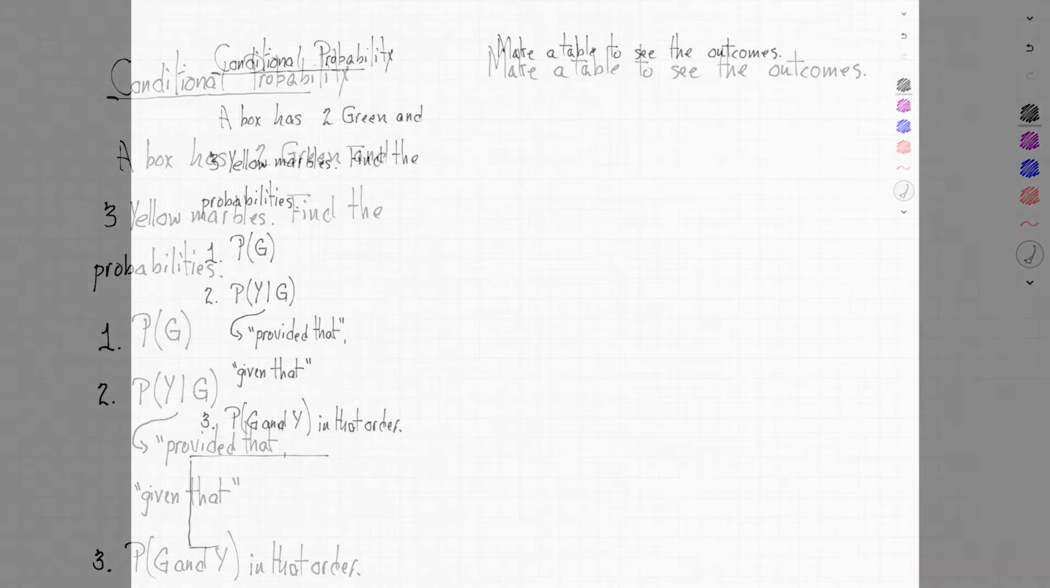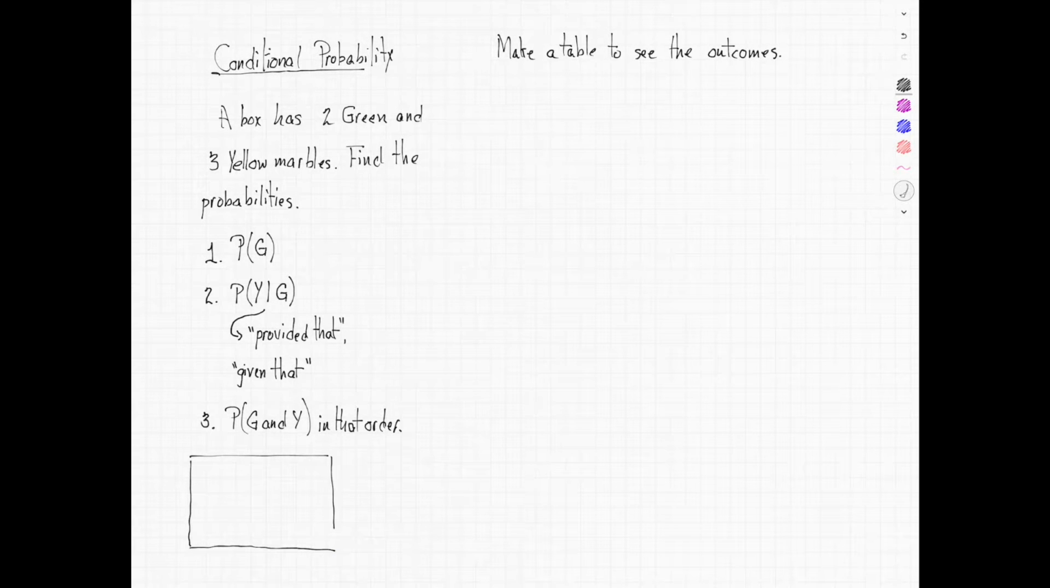Okay. Now think about this for a moment. I'm going to come down into this corner here. If I had a box, and I have 5 marbles in it, like that. 1, 2, 3, 4, 5 marbles. Now 2 of those are green marbles. Oh, excuse me. So 2 of those are green marbles. And 3 of these are yellow marbles.